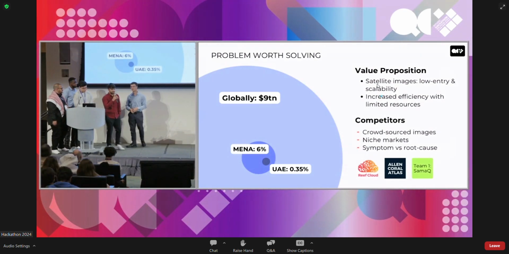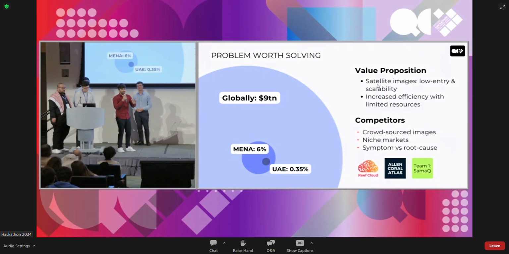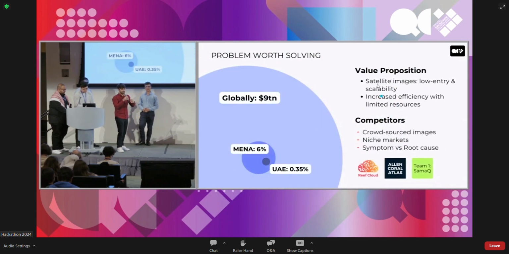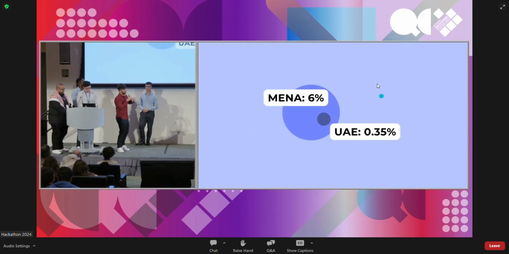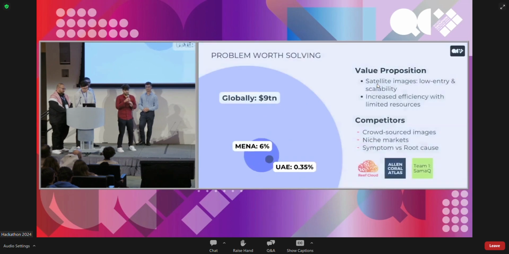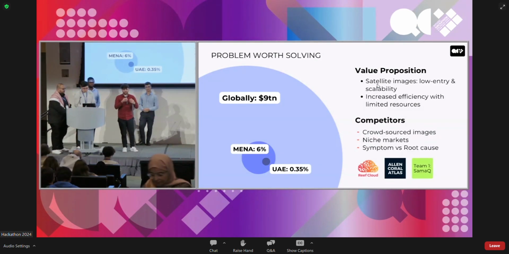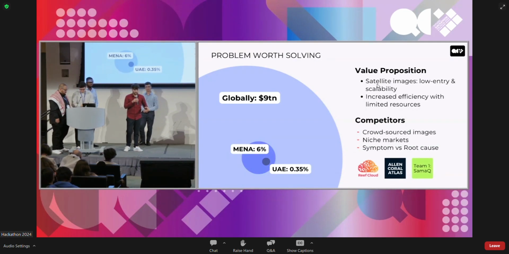Now let's talk about whether the problem is worth solving. The global market value of coral reefs is $9 trillion US, and yes, that's a trillion with a T. The MENA region comprises 6% of that, and the UAE, our pilot region, is 0.35% of that. Diving into the core of our product's value, we use satellite images, which gives us low entry barriers and scalability in any country we want to work in. We can also provide increased efficiency with all the limited resources that we get.